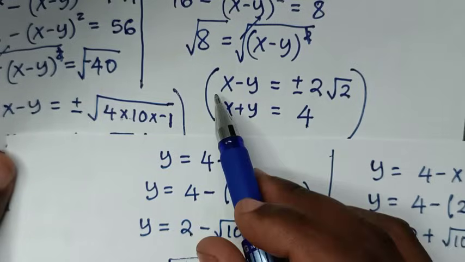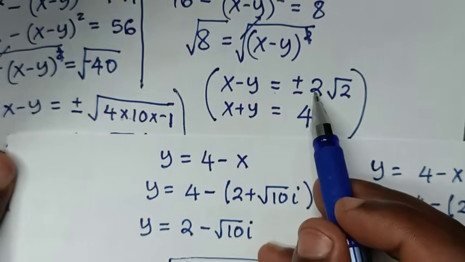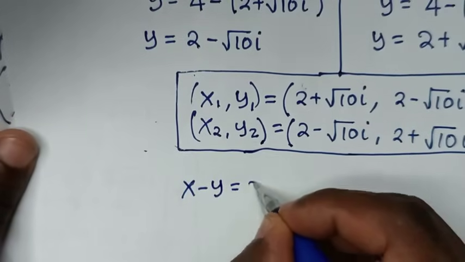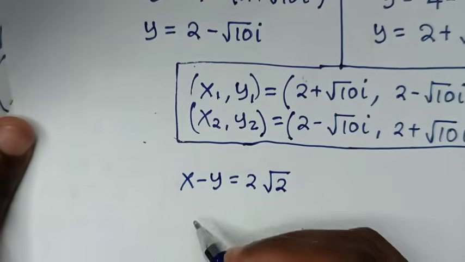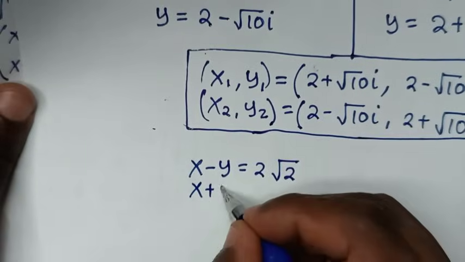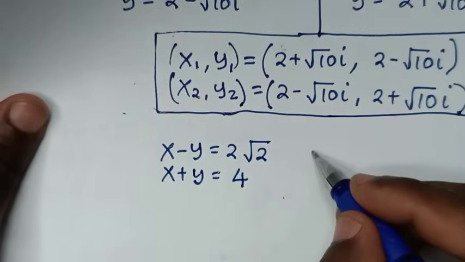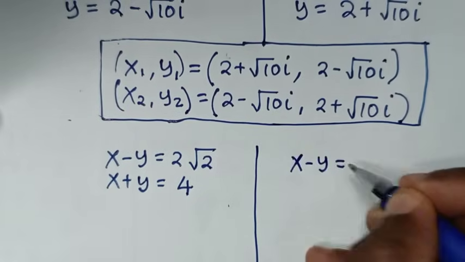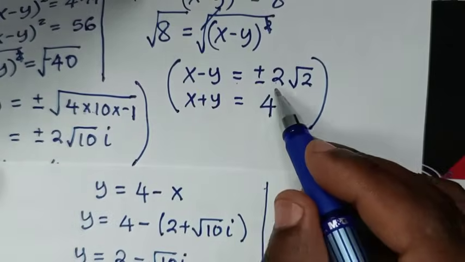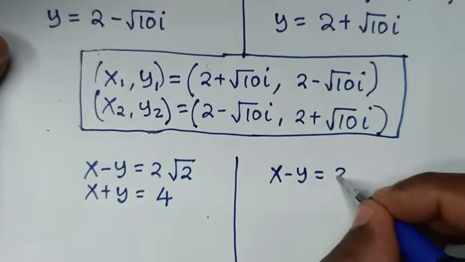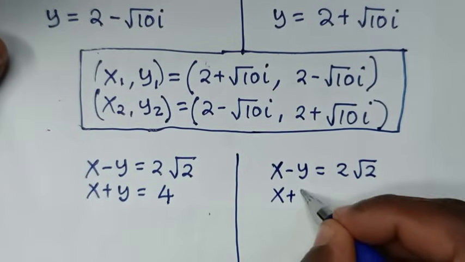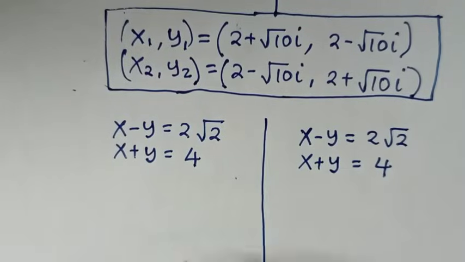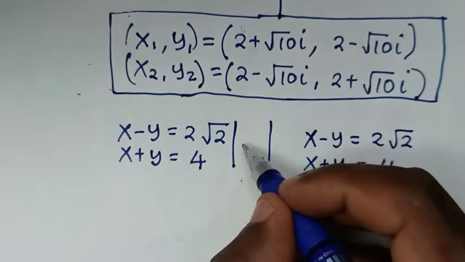When it is positive, it will be x minus y is equal to 2 square root of 2, and the other equation, x plus y is equal to 4. And the other solution is x minus y is equal to, in here when it is negative, it will be negative 2 square root of 2, and x plus y is equal to 4. Then to solve again from here, we will solve by simultaneous equation by elimination.